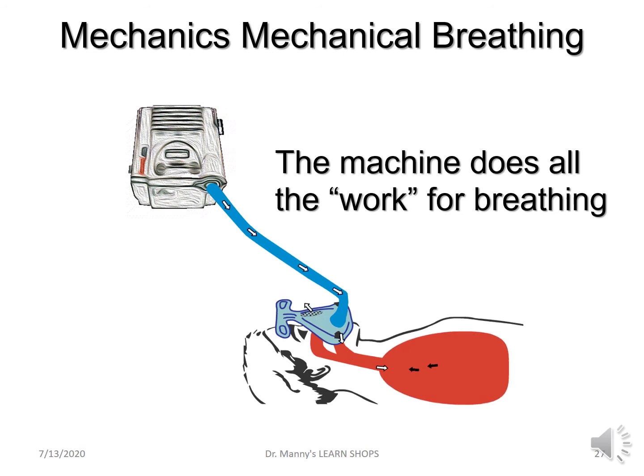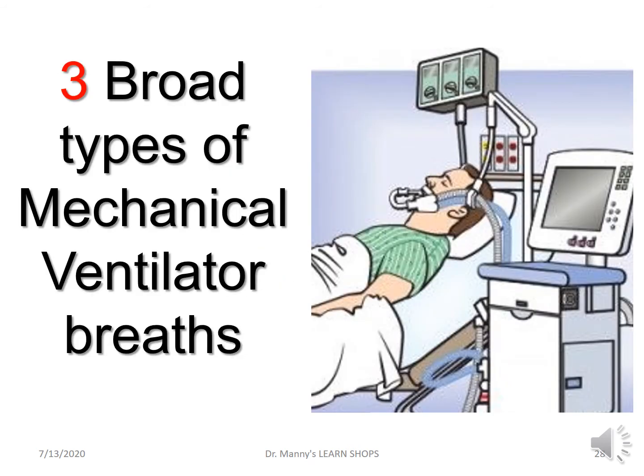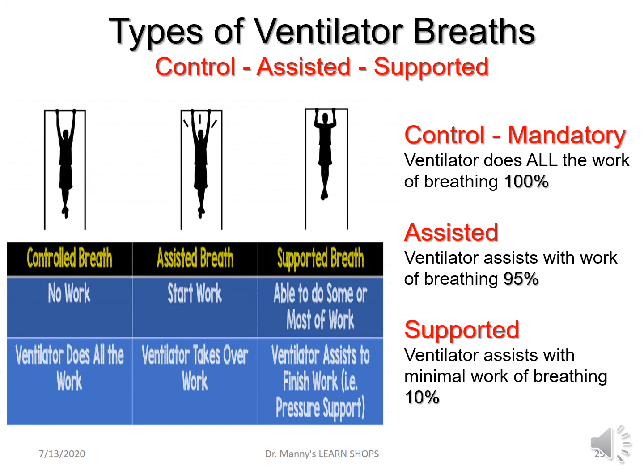So let's look at the mechanics of mechanical breathing. The machine does all the work most of the time. The machine does the work of breathing. The patient typically does nothing. There are 3 broad types of mechanical ventilator breaths, which we'll review now. There's control, assisted, and supported. These are 3 broad types of ventilator breaths.